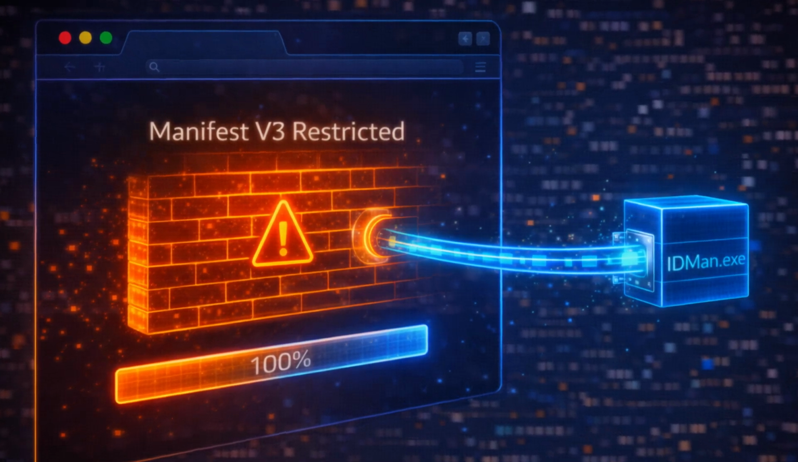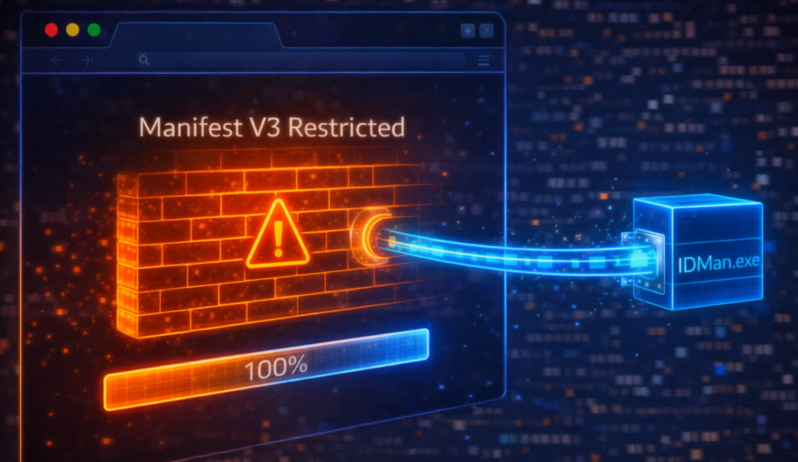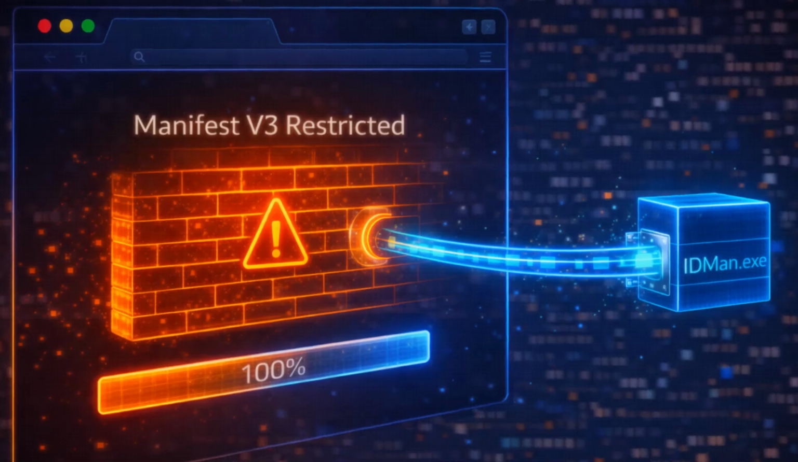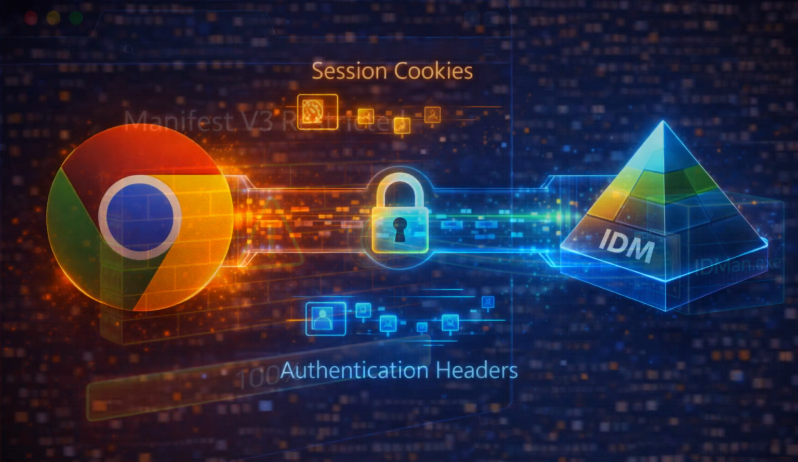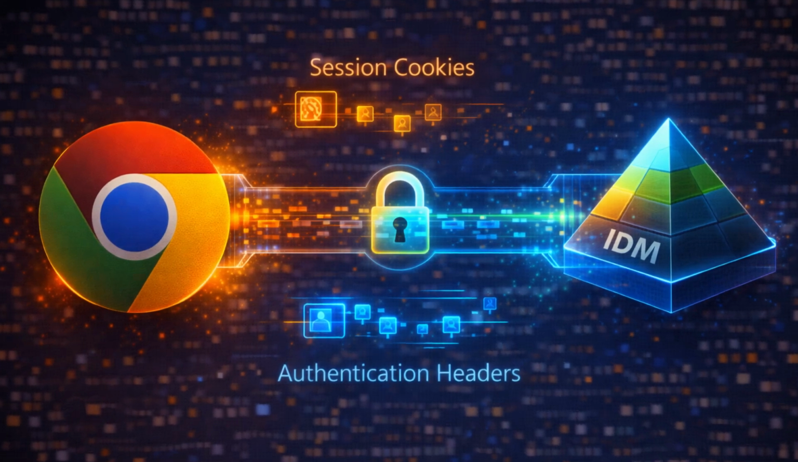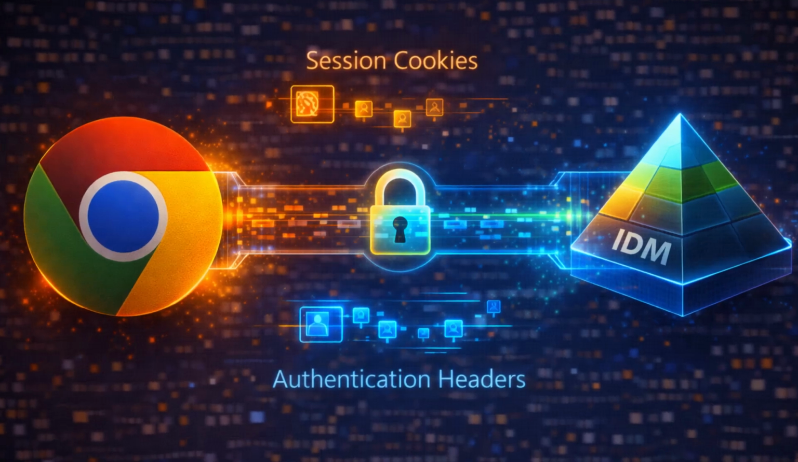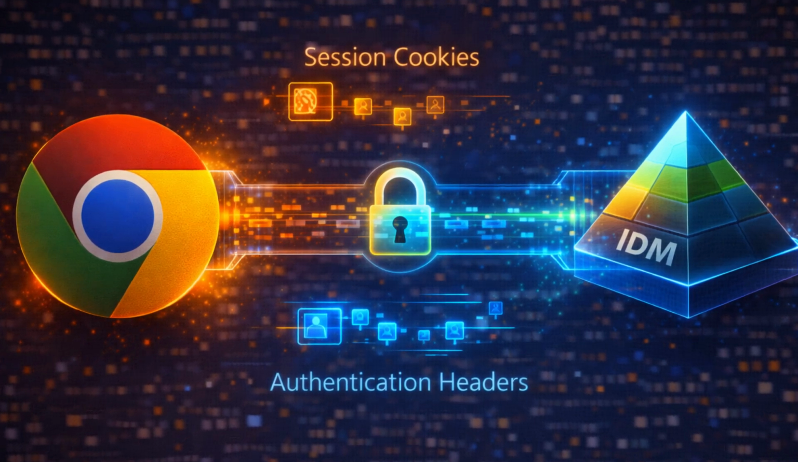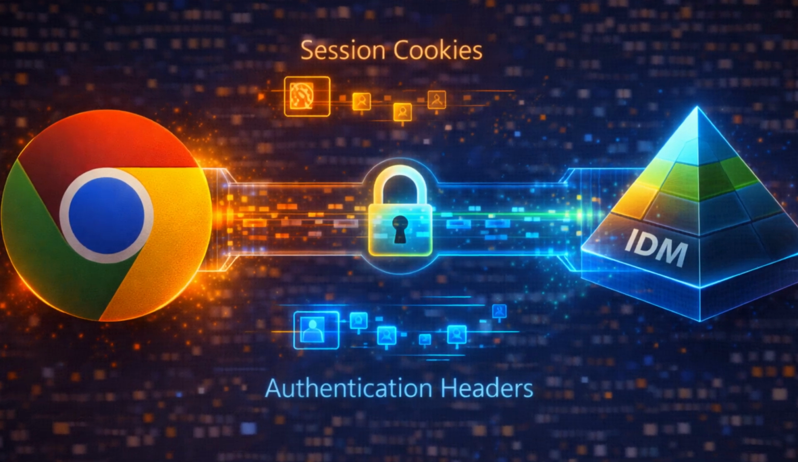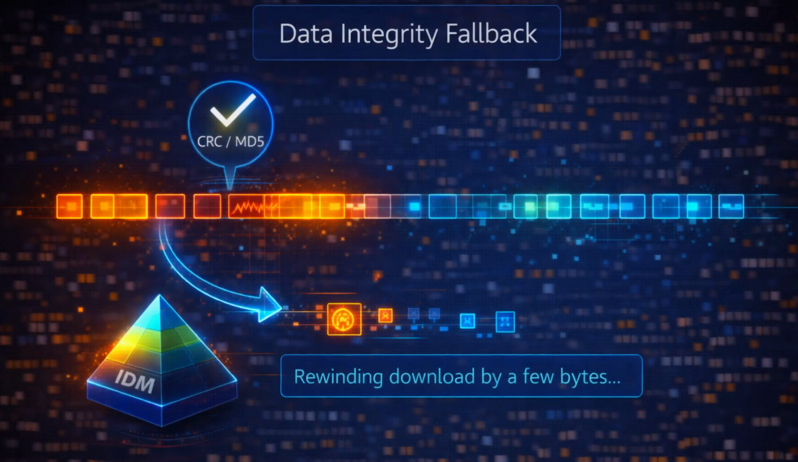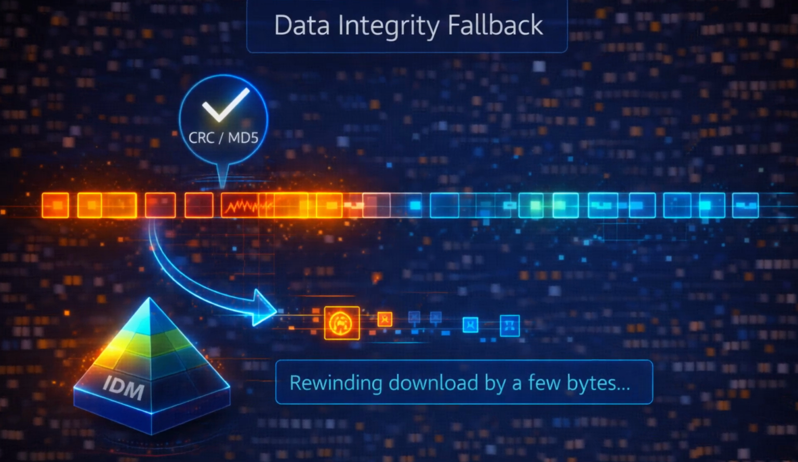Even browser integration has become a technical battlefield. Google's shift to Manifest v3 has limited how extensions can interact with network requests. IDM circumvents these limitations through its native messaging host, creating a secure direct pipe between the browser and the main idman.exe process. This ensures that session cookies and authentication headers are passed seamlessly to the download engine, even under strict modern security frameworks.